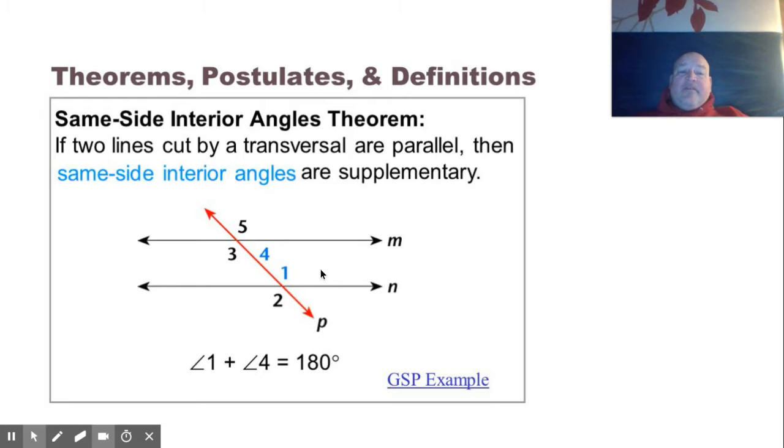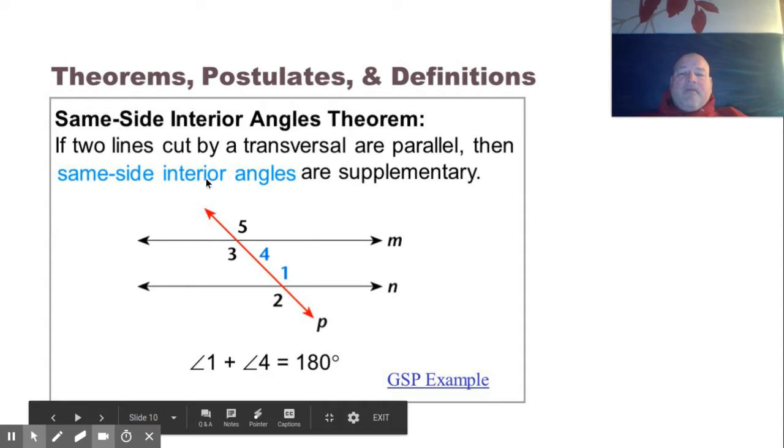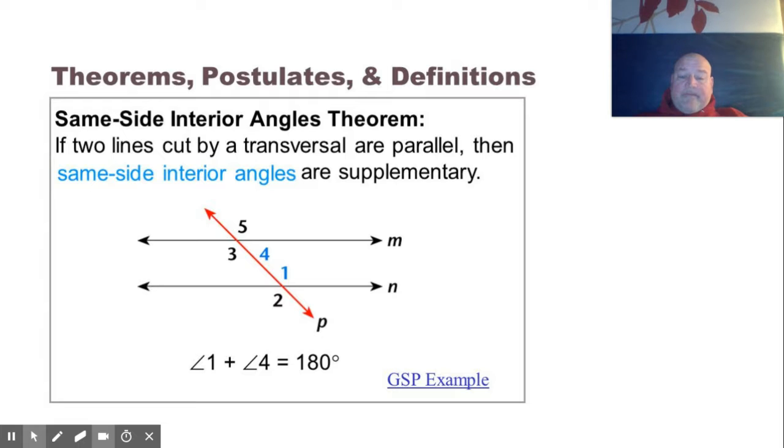Same side interiors. This is the only one of these that's different. Notice that 4 and 5 form a linear pair, so 4 plus 5 equals 180. But 5 is congruent to 1, so we can replace 5 with 1. And thus we prove that if two lines cut by a transversal are parallel, then same side interior angles are supplementary. Again, same side interior angles are the only angle pairs that happen to be not congruent.